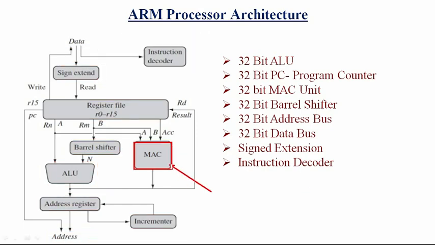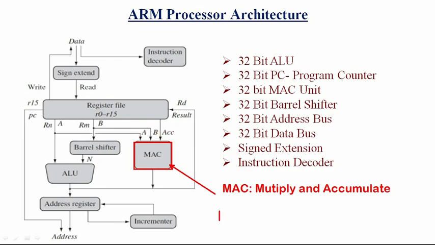MAC stands for multiply and accumulate. It is the short form of multiply and accumulate, and we call it MAC. Here we can see three operands. A is one operand, a multiplier, and B is a multiplicand, and we are also giving one more variable called ACC. ACC stands for accumulator.